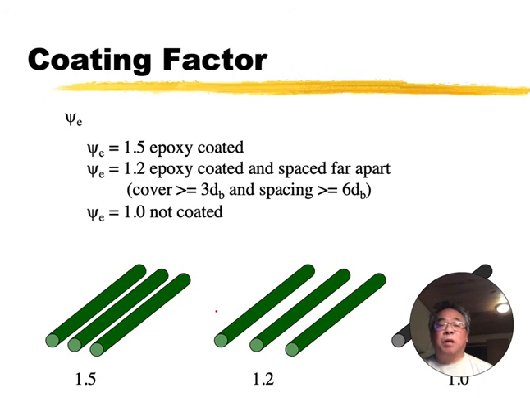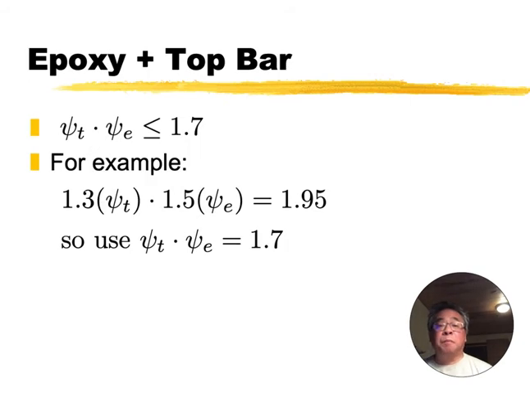If the cover, which is from the outside of your beam, so I'm doing this on my computer, so I can't draw as nice as on my iPad. If that is at least 3 bar diameters, and this spacing here is at least 6 bar diameters, the factor is only 1.2, but if it's less than that, the factor is the 1.5. I didn't really explain that previously.